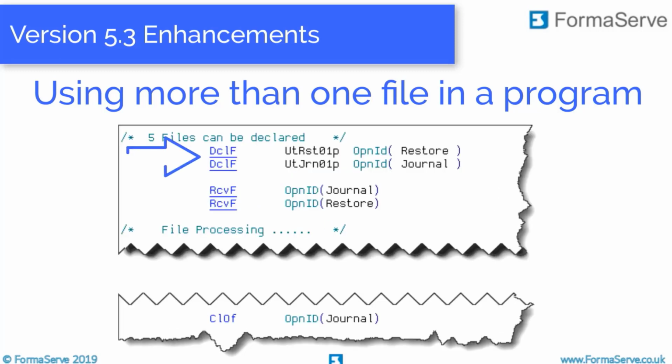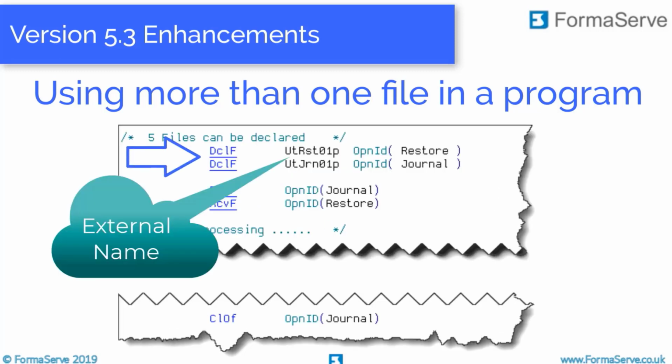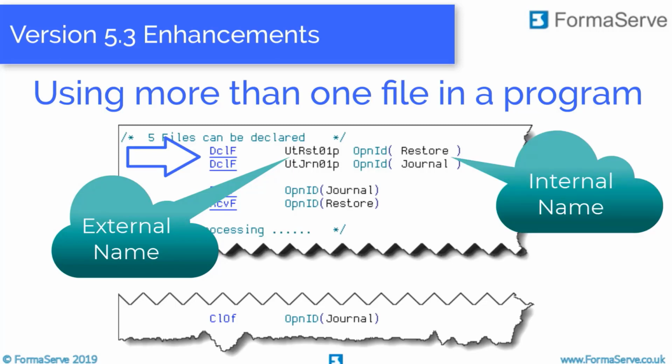On the declare file command, we have the name of the file to be declared. This is the object name of the file, the name of the file that's on the disk. The next parameter, the open ID, is the name we are going to use within our CL program. This name is then used for the rest of the program.